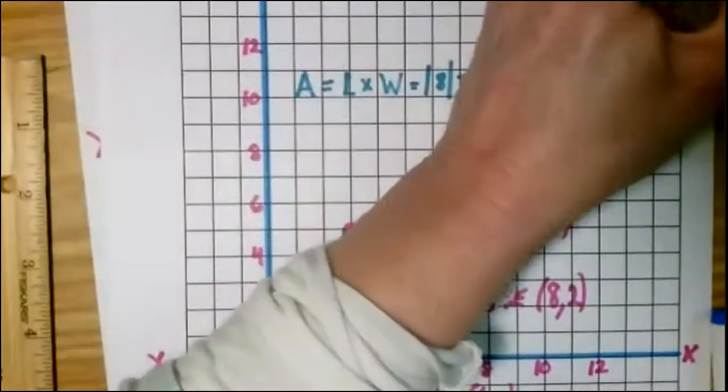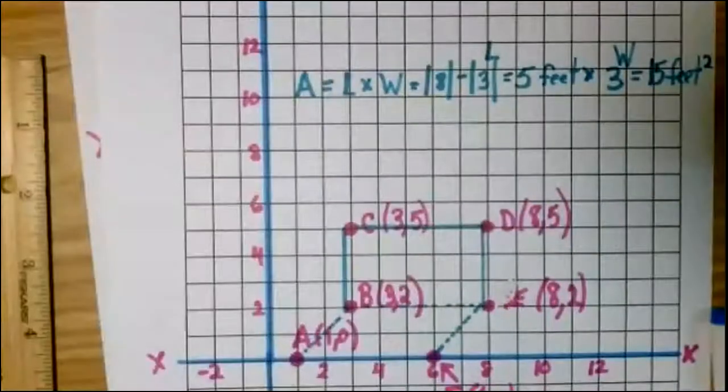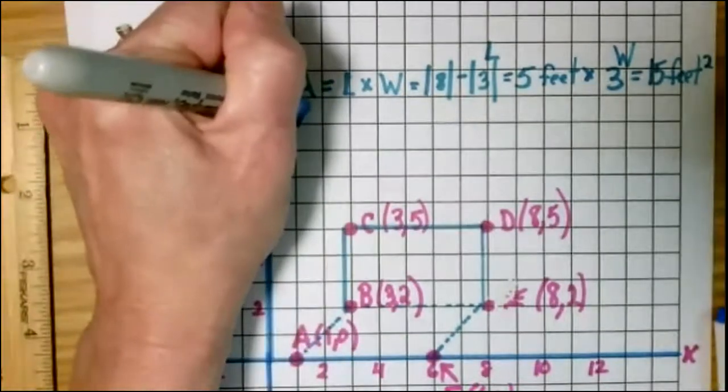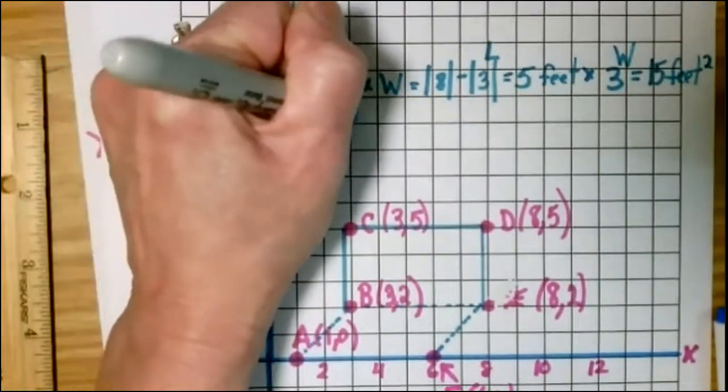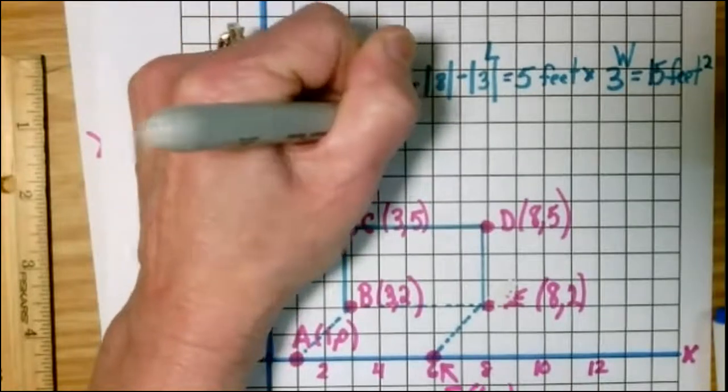And don't forget the little 2, it's feet squared, right? Or you can say square feet if you don't know how to make that little 2. Okay, then we have to do the area of the parallelogram. The area of a parallelogram is base times height, right?